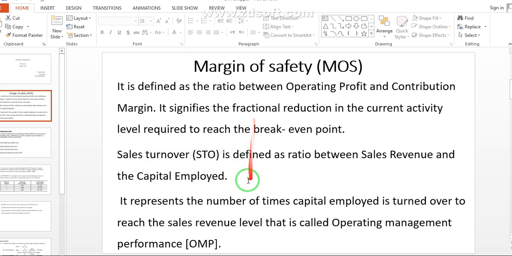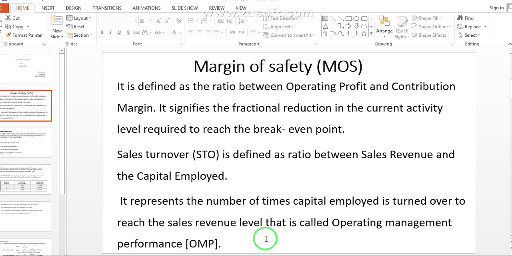So particularly, the margin of safety was the ratio between the operating profit as well as the contribution margin, whereas the sales turnover ratio always focuses on the ratio between the sales revenue as well as the capital employed, and it represents the number of times capital employed in the turnover to reach the sales revenue level. That is called operating management performance.